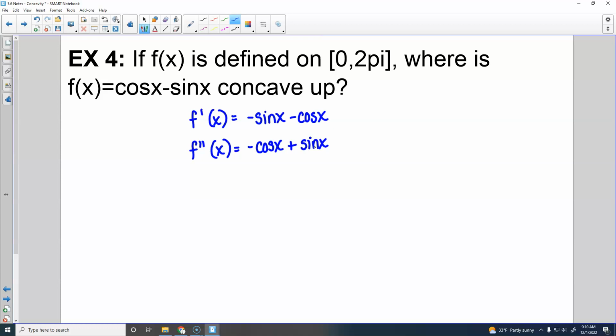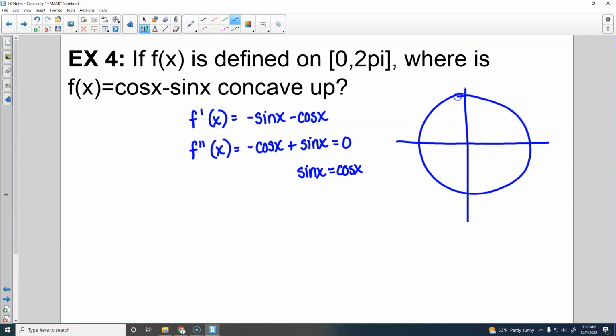All right, so we care about where that second derivative equals 0, so we're going to set that equal to 0. You can't really solve this exactly, but I could move the cosine over, so I've got sine x equals cosine x. If we think about our unit circle, we need to think about where sine and cosine are equal, and where does that happen? Pi over 4. Right here, we've got root 2 over 2 and root 2 over 2.